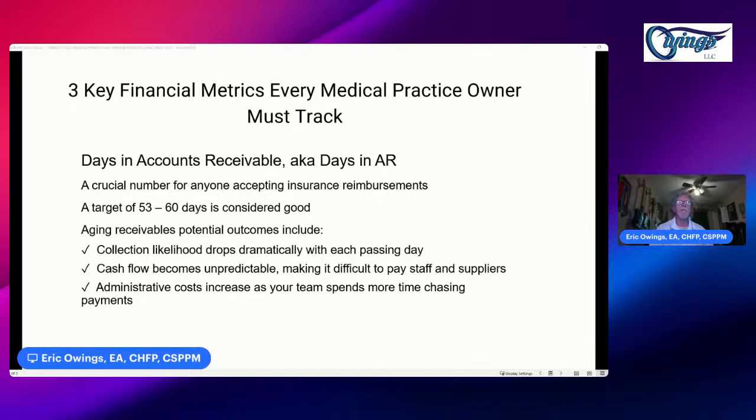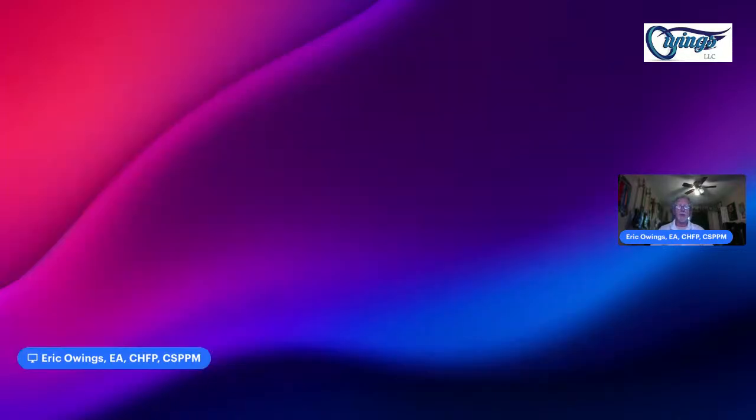So those three key financial metrics, again, let me wrap up on this, are revenue per patient, or RPP, operating profit margin, and days in accounts receivable, or days in AR.